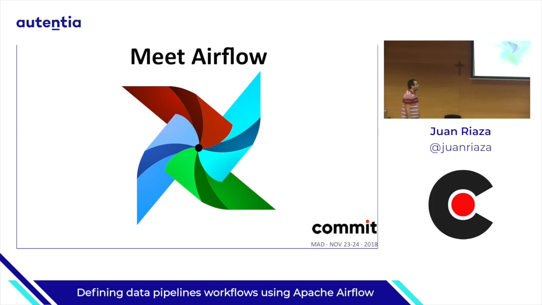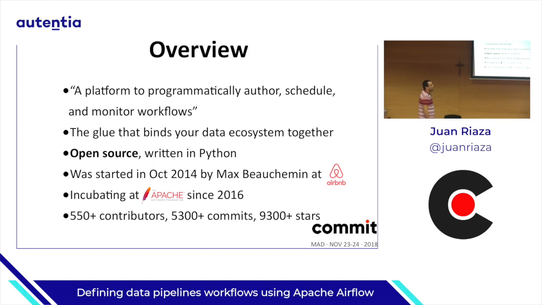So meet Airflow. Well, that was a nice animation. So, an overview of what Apache Airflow is. It's a platform to programmatically, that means that we define everything with code, author, schedule, and monitor workflows. It's pretty much the glue that binds your data ecosystem together. It's open source, written in Python, and was started in October 2014 by Max Beauchemin at Airbnb.